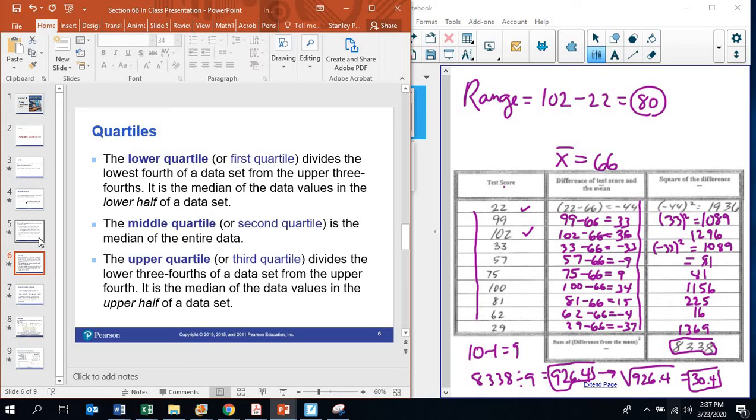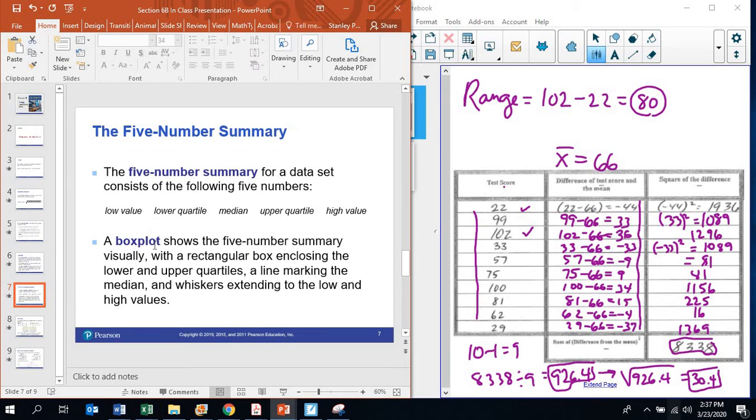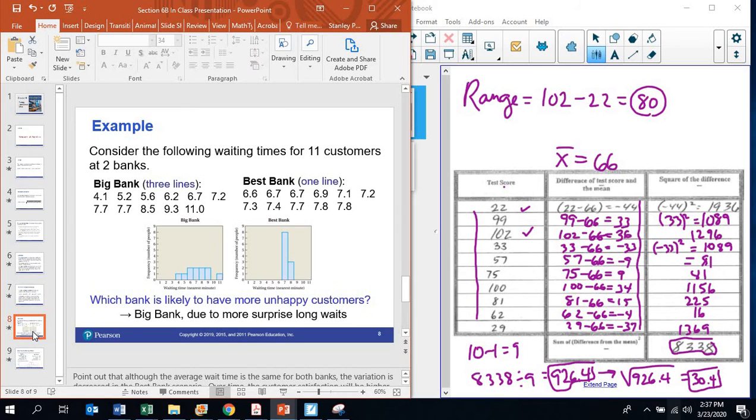You have to put your data set in lowest to highest, all right, and then you are basically breaking it up into 4 chunks, okay, where the middle quartile is your median and the lower quartile is the median of the bottom half and the upper quartile is the median of the top half. Okay, so let me show you an example here. We'll talk about how the box plots look in a minute.